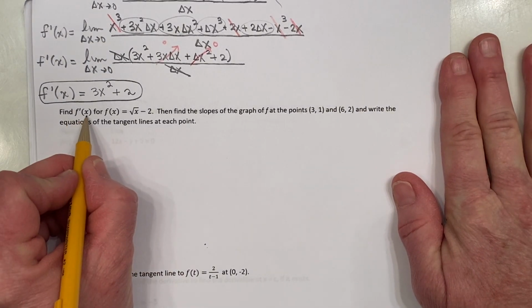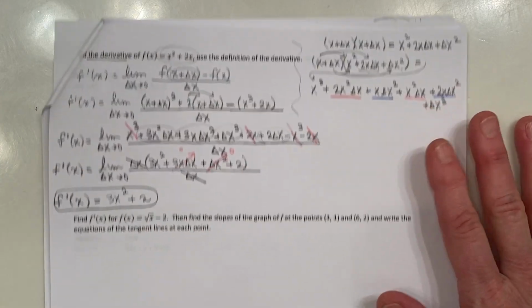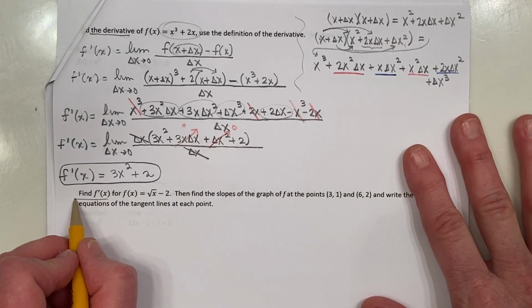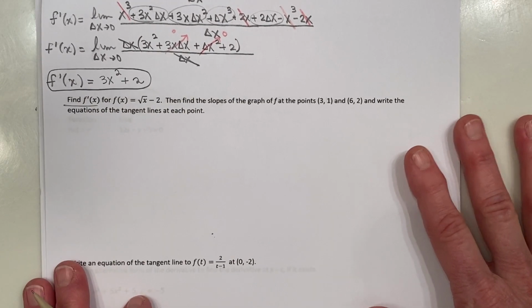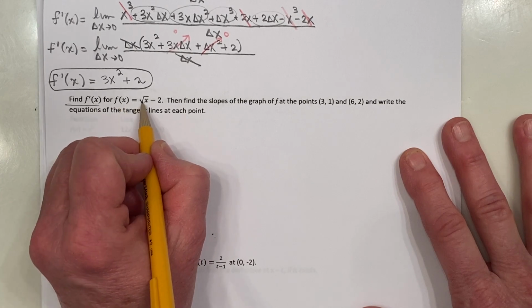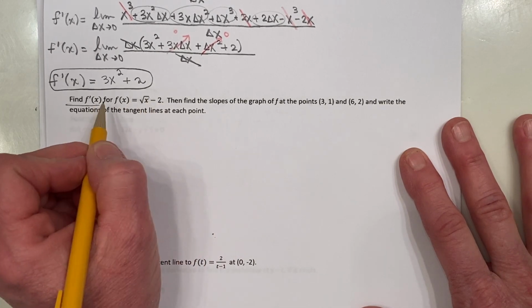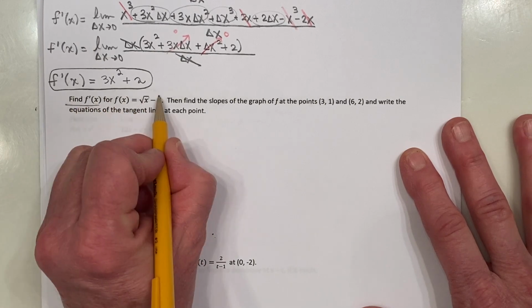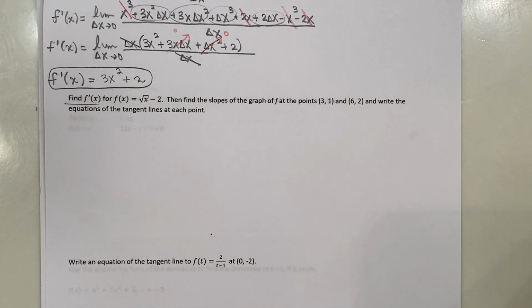All right, let's find f prime of x. Notice that up here they use the language find the derivative. Here they're just saying find f prime of x. So we just have to know it's the same formula, whether they use words or notation. So let's find the prime for f of x equals square root of x minus 2. Now the minus 2 is not underneath the radical. So we'll find that first, and then we'll come back and complete the rest of the problem.